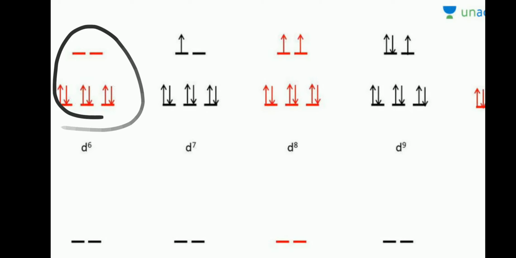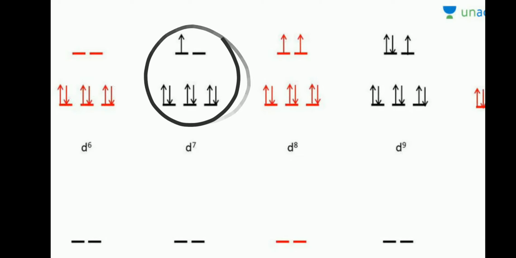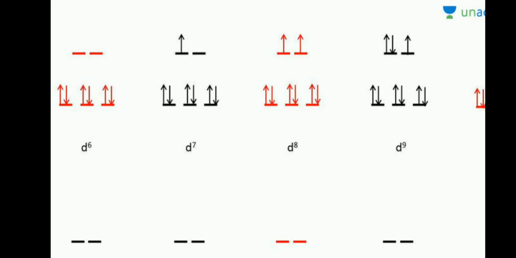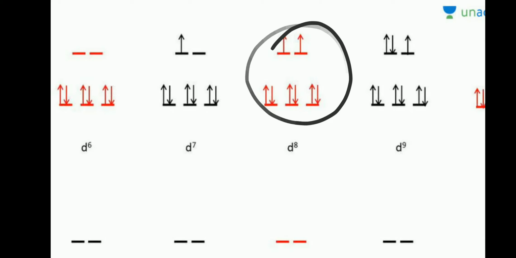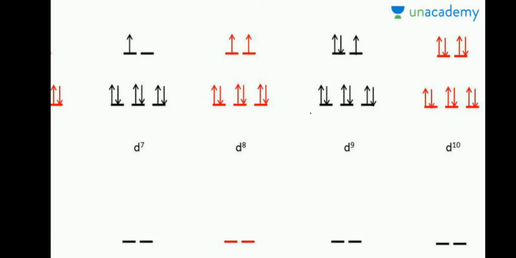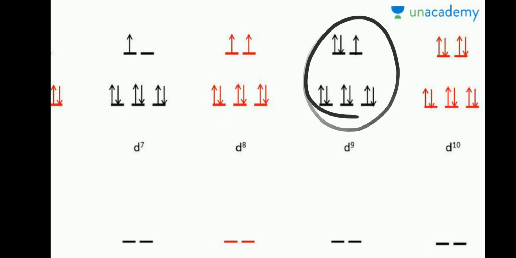Talking about d7, it will show a strong Jahn-Teller distortion. Okay, so d7 low spin will show a strong Jahn-Teller distortion. d8 will not show Jahn-Teller distortion, because t2g and eg both are symmetrically filled. And then talking about d9, in d9 you have an unsymmetrically filled eg orbital, so it will show a strong Jahn-Teller distortion. And d10 will not show Jahn-Teller distortion.